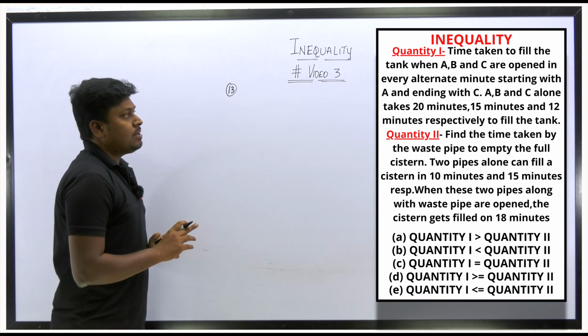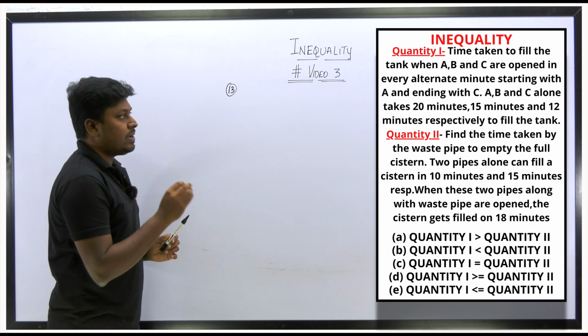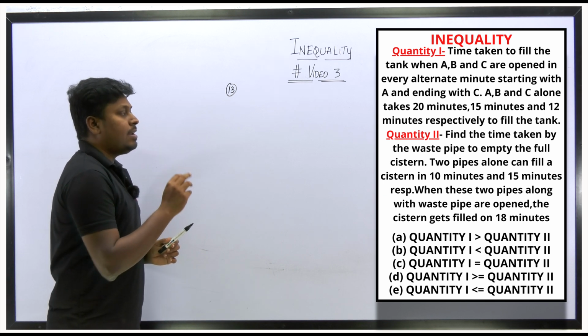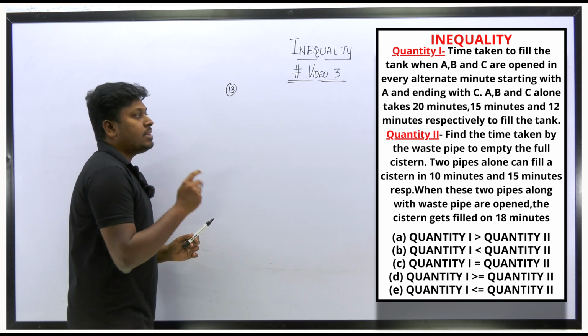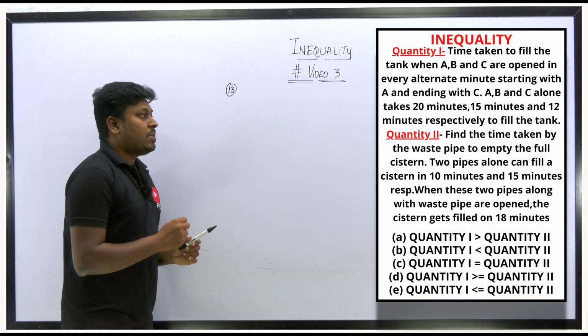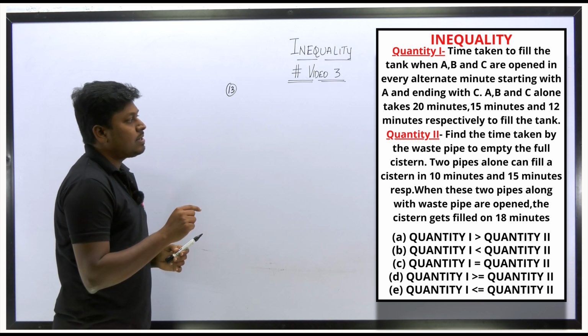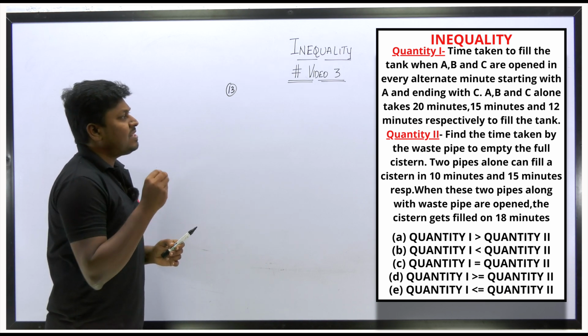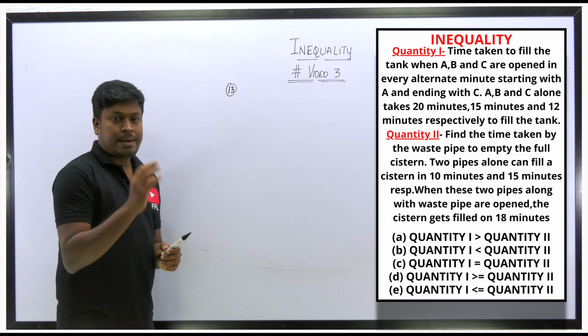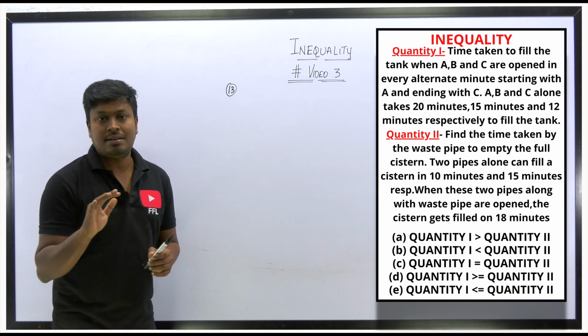So quantity 1 is the time taken to fill the tank when A, B, C are opened in every alternate minute starting with A and ending with C. So A, B, C alone take 20 minutes, 15 minutes and 12 minutes to fill the tank. Just see here, our target is to find the time taken to fill that complete tank, right?